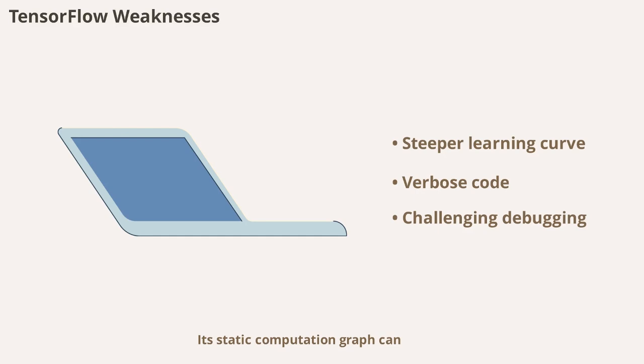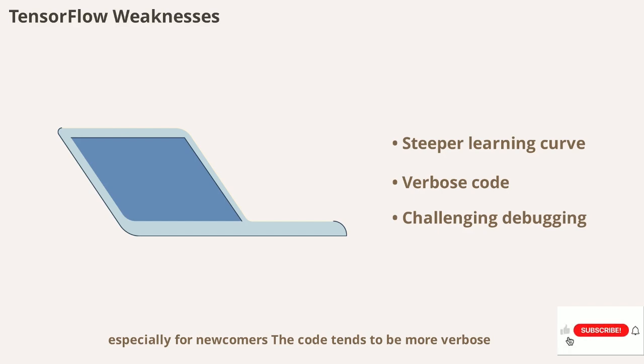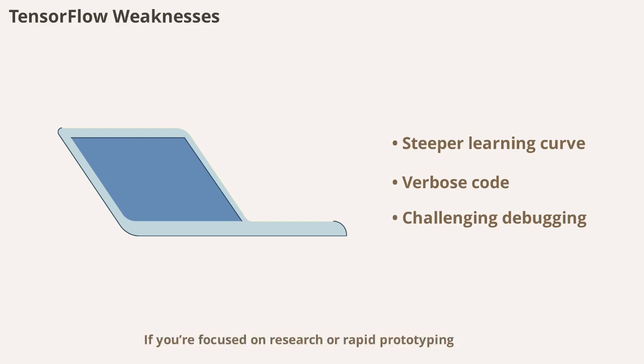Despite its strengths, TensorFlow isn't perfect. Its static computation graph can make debugging and experimentation more difficult, especially for newcomers. The code tends to be more verbose, and the learning curve is steeper compared to some alternatives. If you're focused on research or rapid prototyping, these factors might slow you down. However, TensorFlow has made progress with eager execution, making things a bit more flexible.